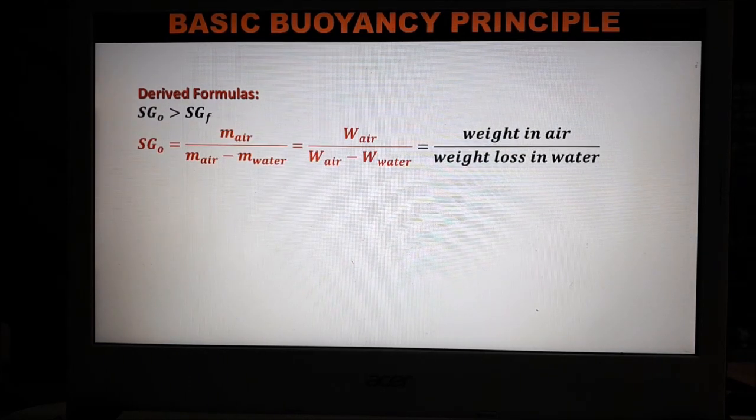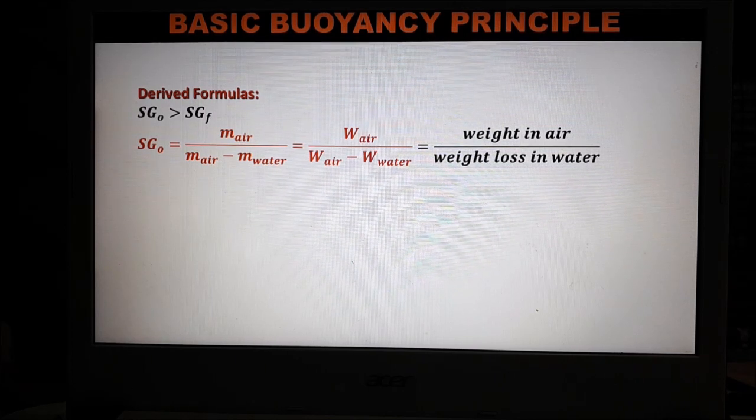Now, the formula for the specific gravity of the object is simply equal to the mass in air all over the mass in air minus mass in water, or that is also equal to the weight in air all over the weight in air minus the weight in water. Now, the weight in air minus weight in water is known as the weight loss in water.